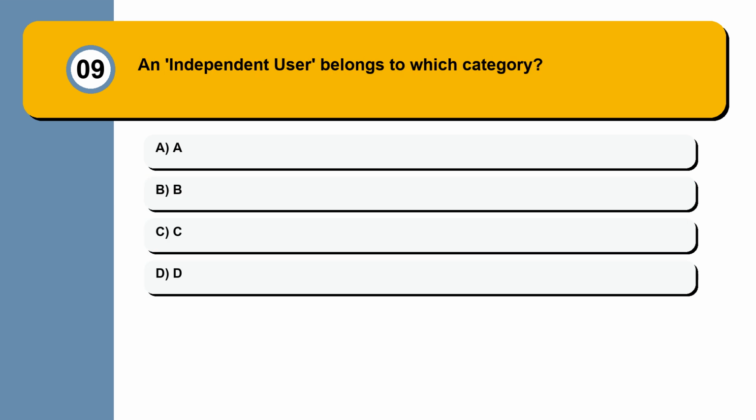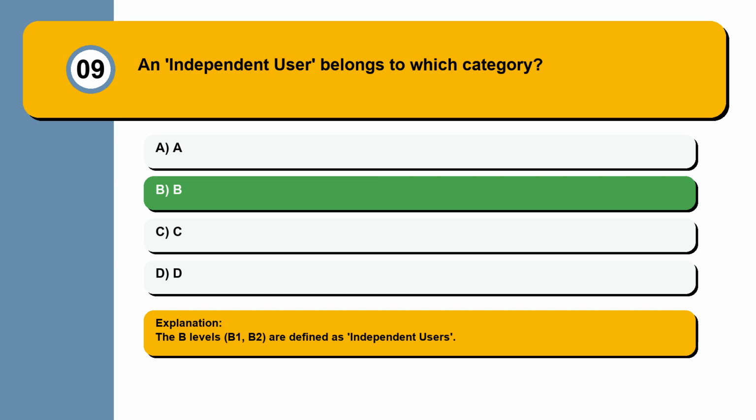Question 9. An independent user belongs to which category? A, B, C, or D. The B levels, B1 and B2, are defined as independent users.